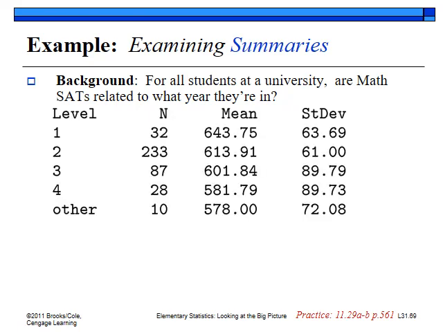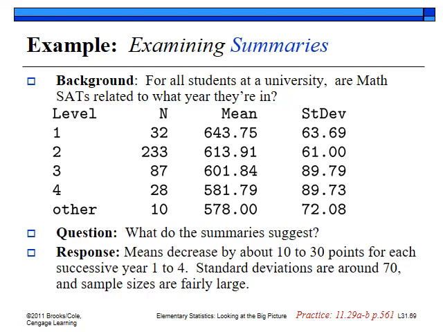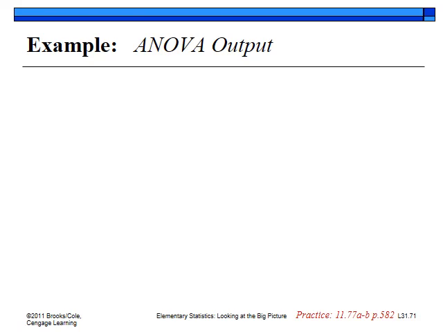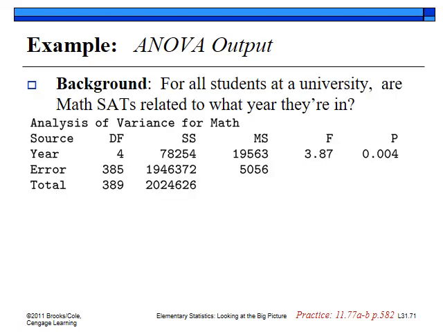For the 5 groups, here are the means. Sure enough, as the level goes up, the means go down. The standard deviations tend to be around the same. They go from 60 up to about 90, but they're more or less clustered around 70. The sample sizes are big, especially for year 2. So let's say we're going to plug all that data into our calculators or into the computer, and here's what we get for our analysis of variance output.